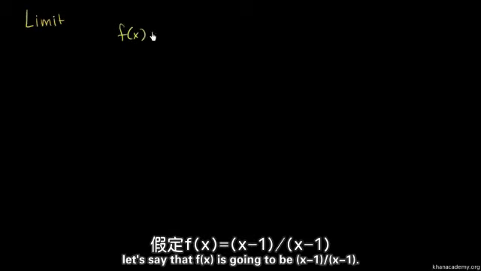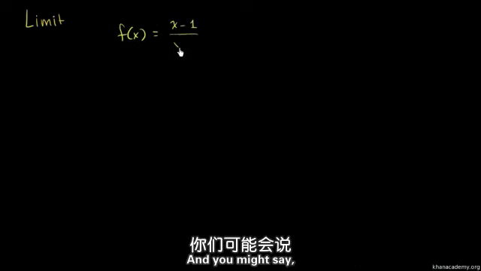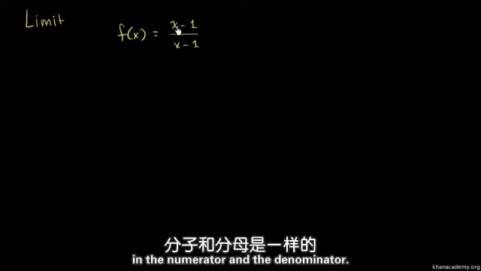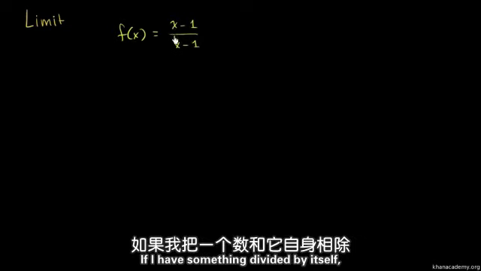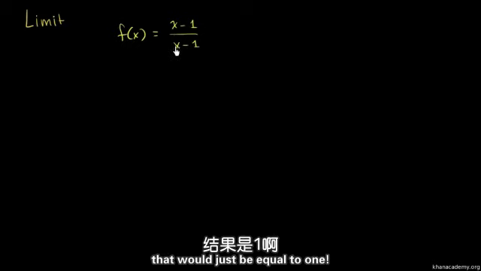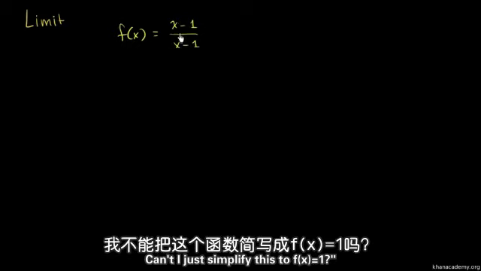Function. So let's define f of x. Let's say that f of x is going to be x minus 1 over x minus 1. And you might say, hey, Sal, look, I have the same thing in the numerator and the denominator. If I have something divided by itself, that would just be equal to 1. Can't I just simplify this to f of x equals 1?